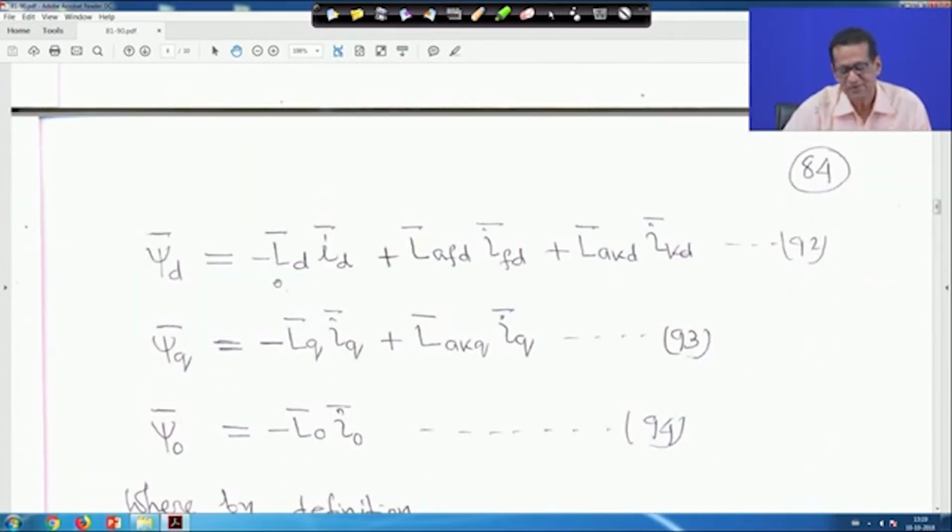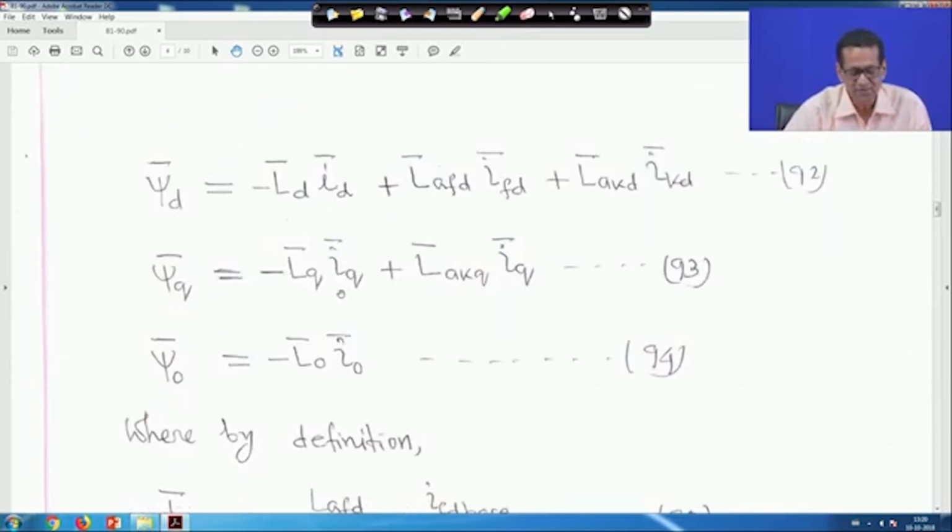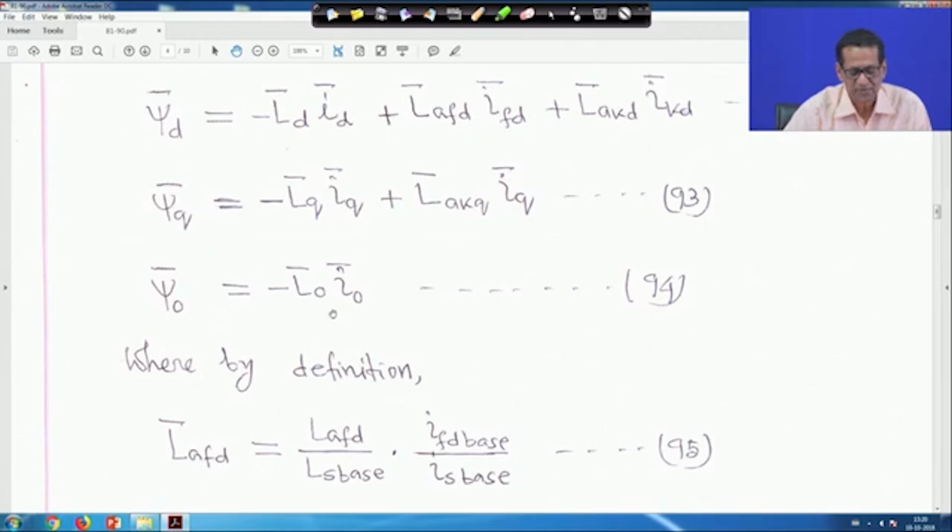Same way you could divide and simplify, you will find it is minus LD bar ID bar plus LFD bar IFD bar plus LAKD bar IKD bar. This is equation 92. Similarly, psi q bar will be minus LQ bar IQ bar plus LAKQ bar IQ bar. This is 93, and psi 0 bar will be minus L0 bar I0 bar. This is equation 94, right.